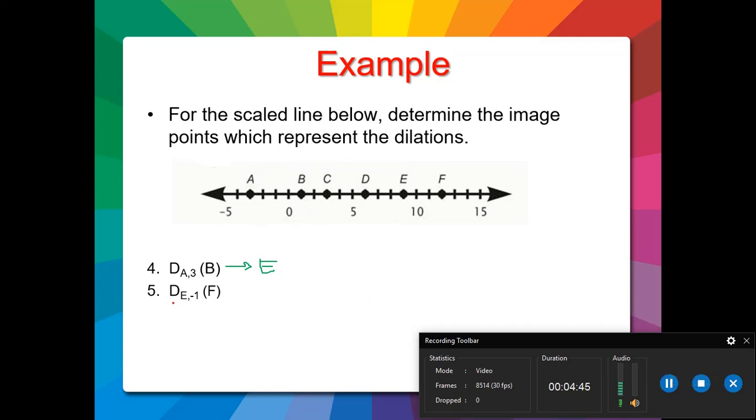This time, in example 5, we're going to use E as the center of dilation. And we're going to dilate point F. So point F is 3 blocks away. And we're using a scale factor of -1. So this will place my image on the other side of E. But because it's a scale factor of 1, it will be the same distance away from E. So that will place us at point D.